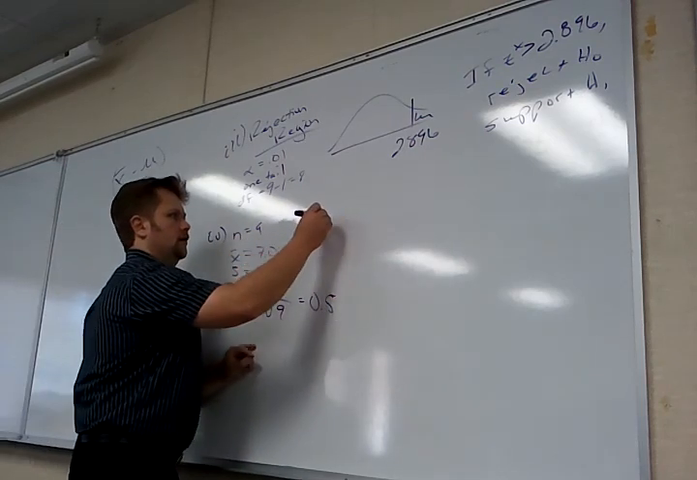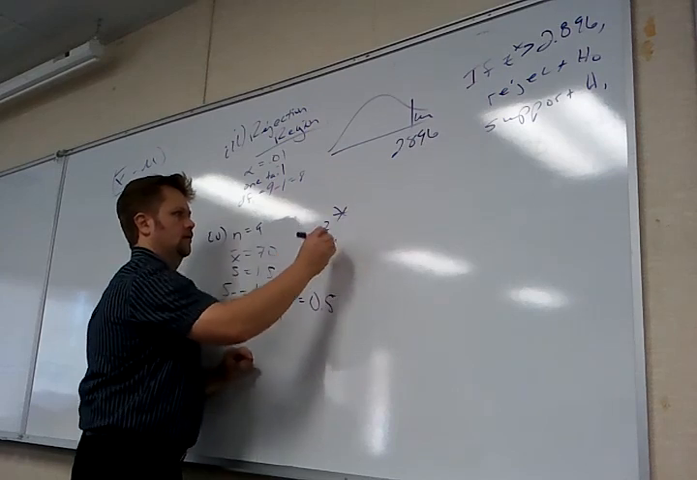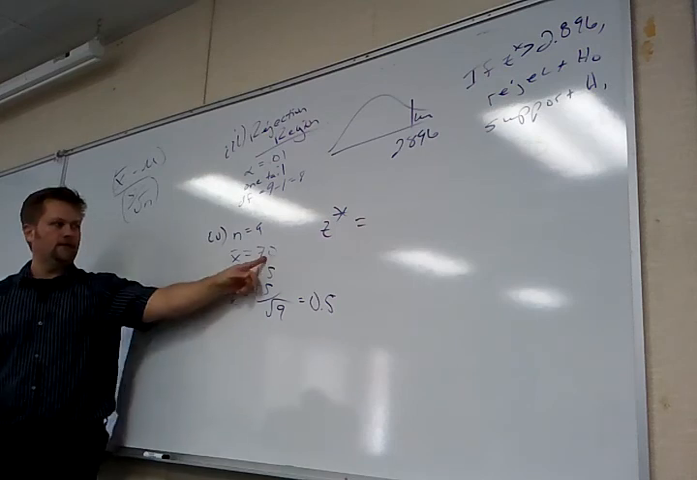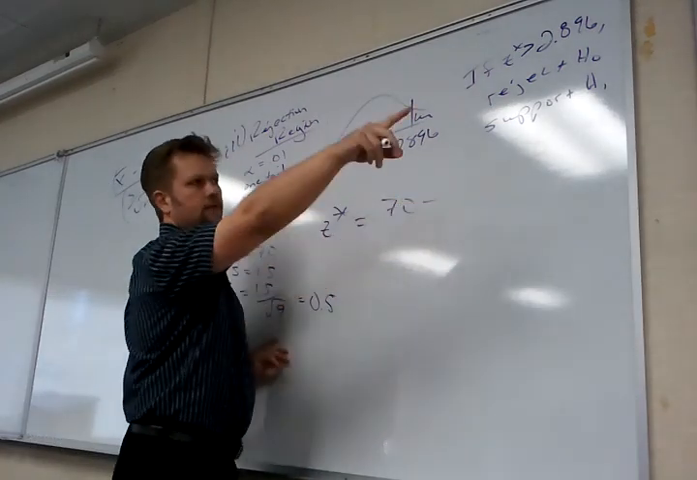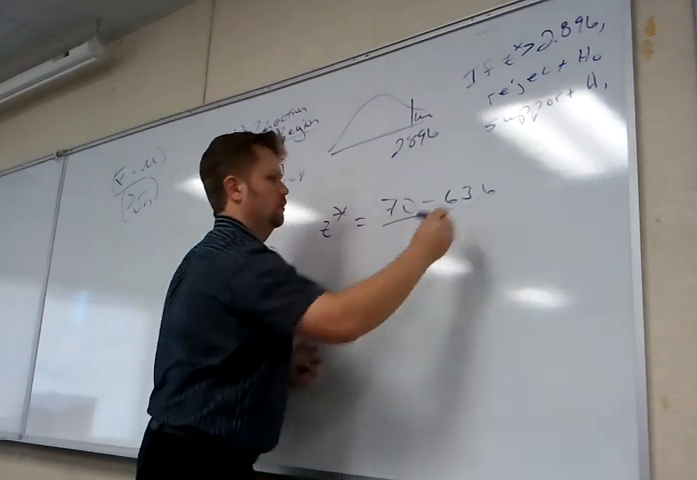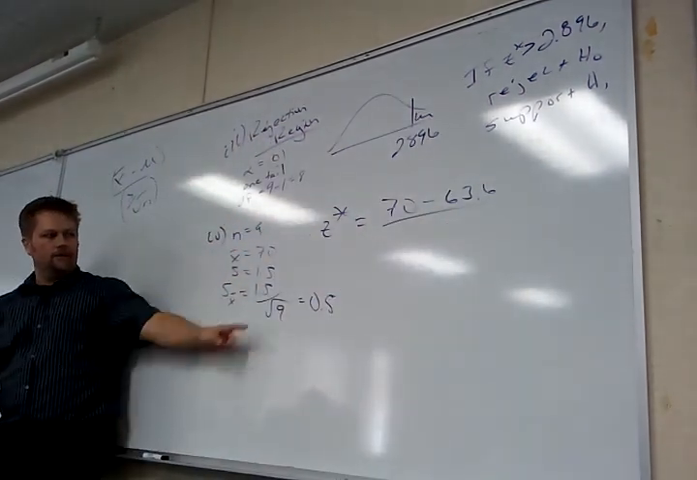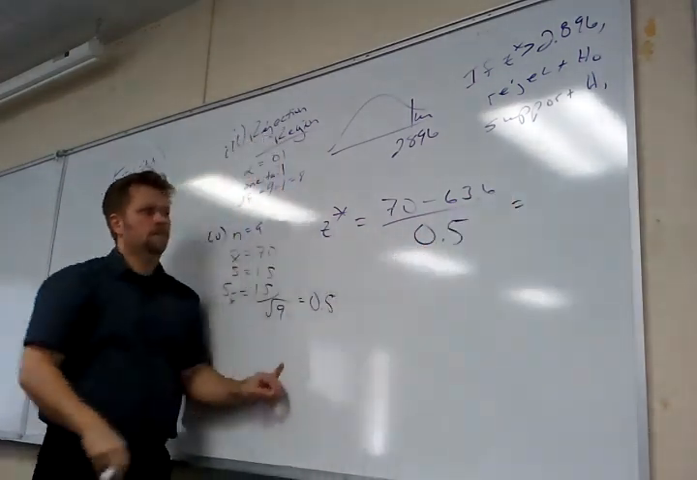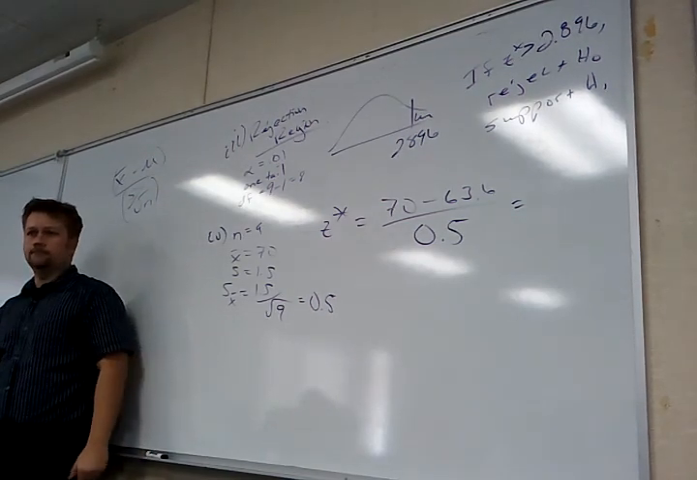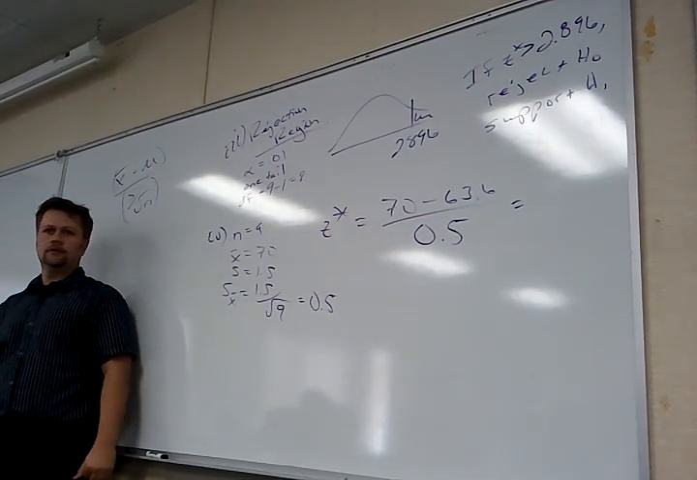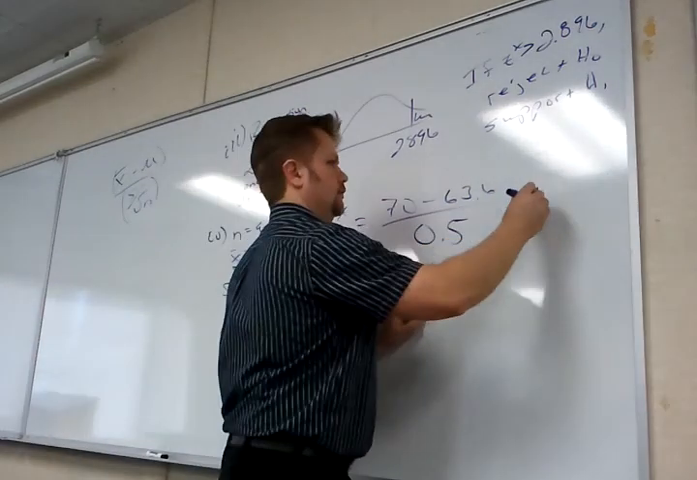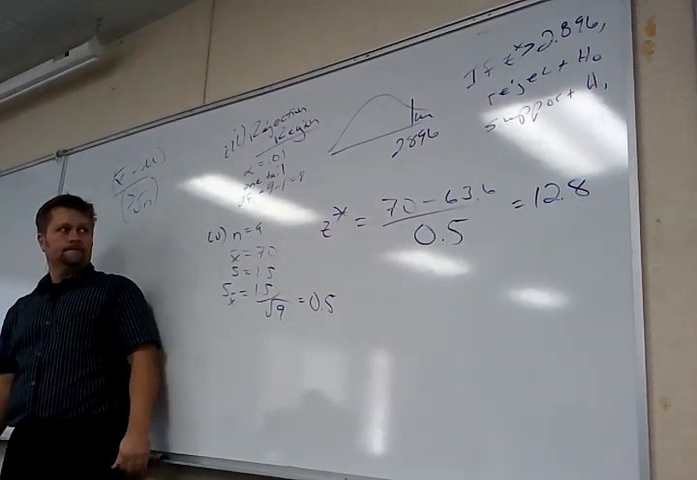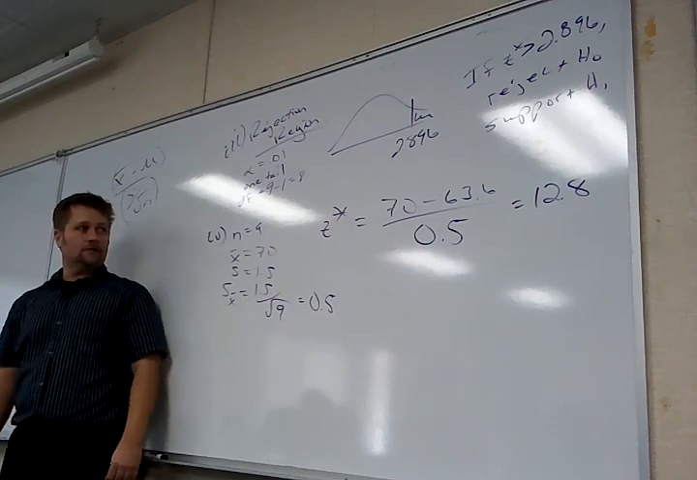So now how do I set up my score? What minus what on the top? 70. Yeah, 70. My data point, 70. Minus 63.6. Cool. That came from the claim over there, right? Divided by this new standard deviation. Out to something similar like 13. 12.8.